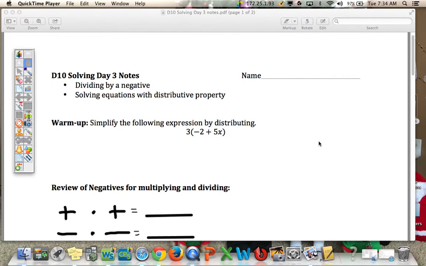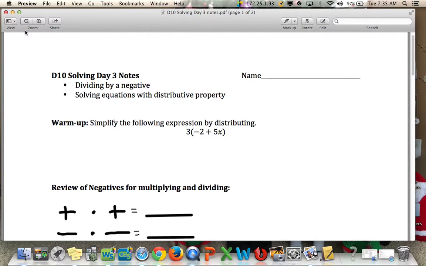This is day 3 in solving, and we're going to look at dividing by a negative and solving equations with distributive property. So for the warm-up, it says simplify the following expression by distributing. It's an expression because there's no equal sign, and we will distribute the 3 because in the parentheses we cannot combine the negative 2 and the 5x because the 5 has the x with it.